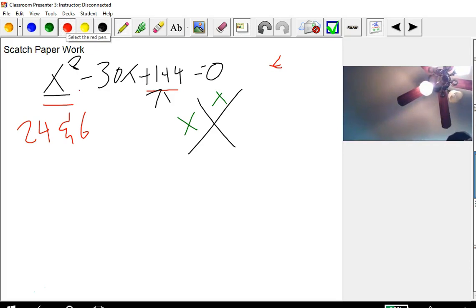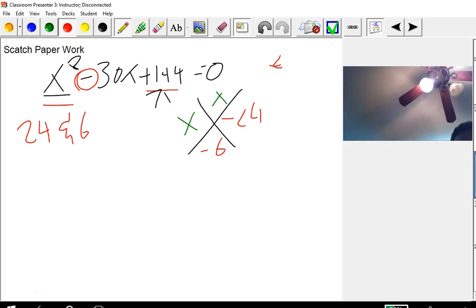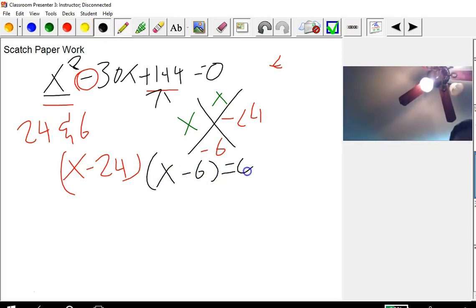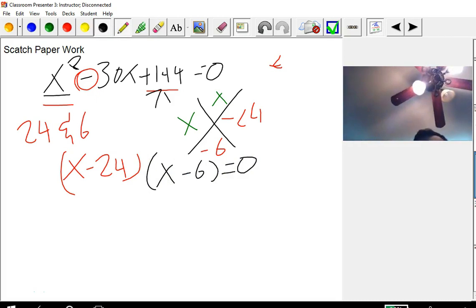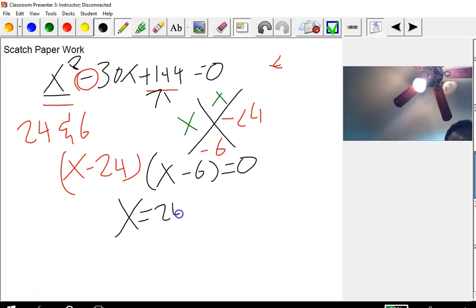So this number is negative, so I'm going to make these both negative, negative 24 and negative 6. So it turns out to be x minus 24 and then x minus 6 equals 0. Now don't forget that there was a condition that x has to be greater than y. So I'm going to use the big number for this one. So I'm going to make it x equals 24.